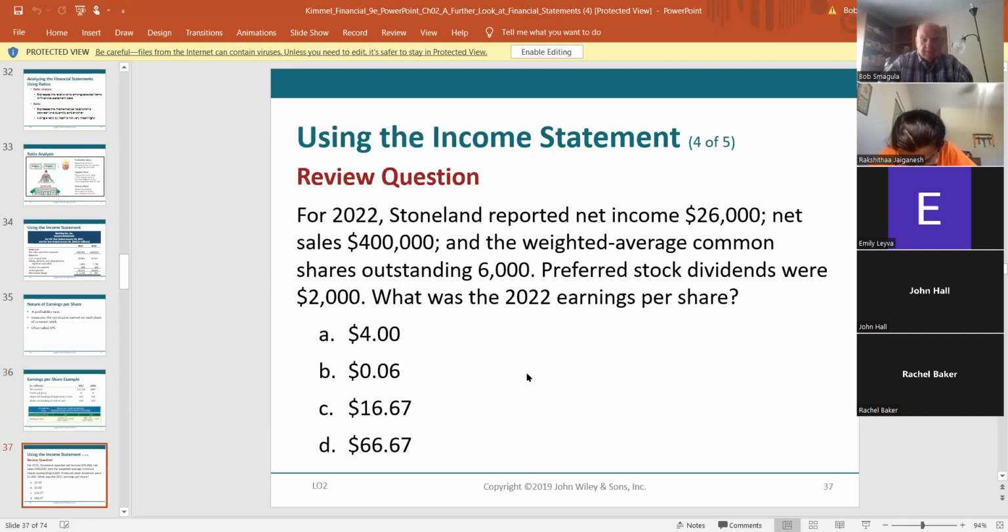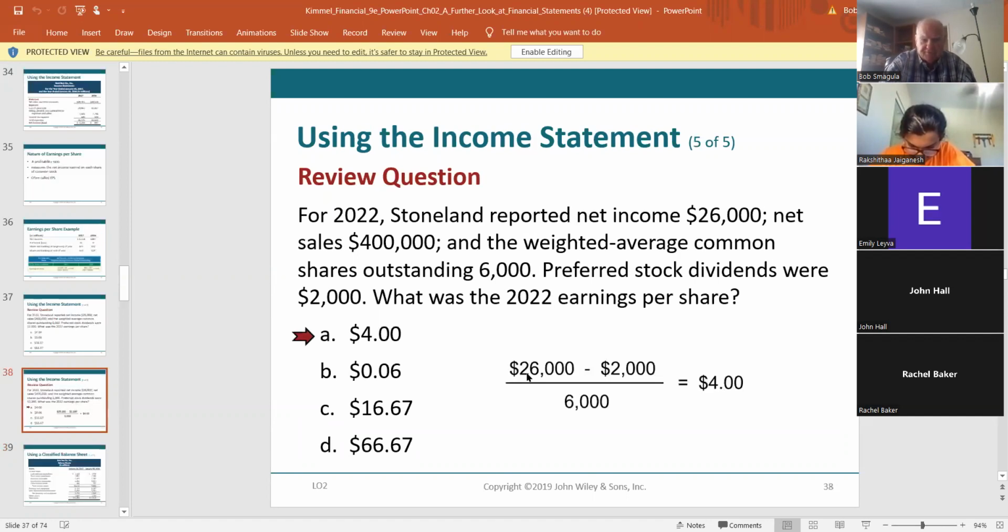Let's see, Stone Land reported net income of 26. They had sales of 400, and they're giving you the average preferred stock dividends of 2,000. Well, it looks like they're giving us some stuff we don't need. So what's our formula? Net income is 26,000 minus the 2,000 for preferred dividends, which gets us down to 24,000. 24 divided by 6 is 4. If there's a God in heaven, the answer is A. There we go.